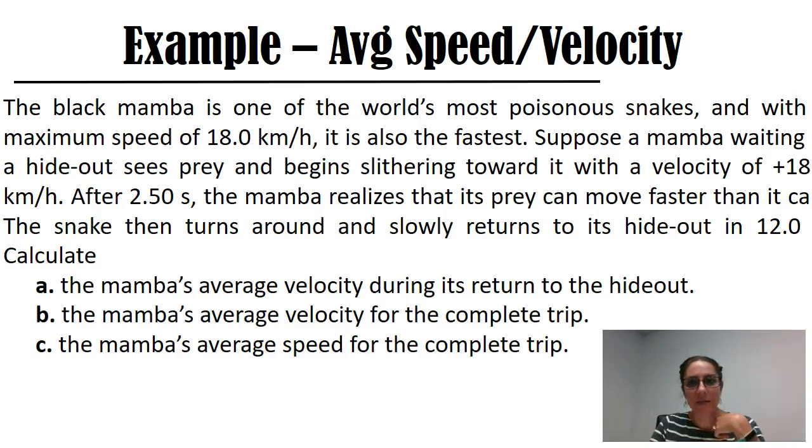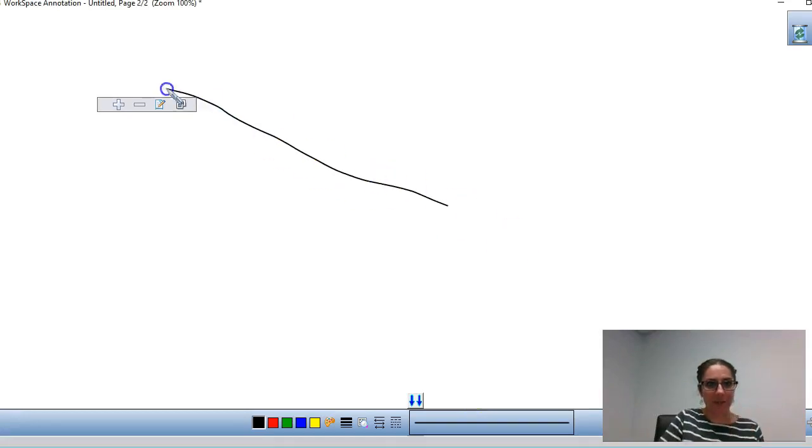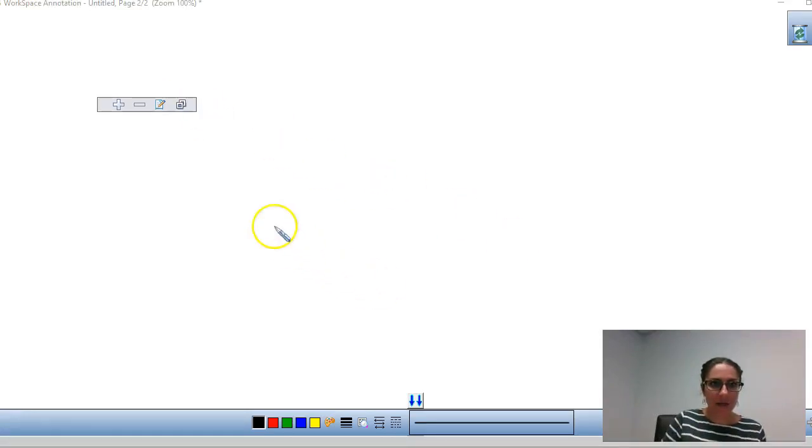Calculate the mamba's average velocity during its return to the hideout. Find the average velocity for the complete trip. And then it says, find the average speed for the complete trip. Most importantly, when I solve any problem, because there are always going to be word problems, I like to extract the information out. Once I extract the information out, I like to draw a picture. I kind of do this simultaneously, but just notice that this is what we have. So I'm going to start on a new blank page like this, and as I extract the information, I'm going to draw it.